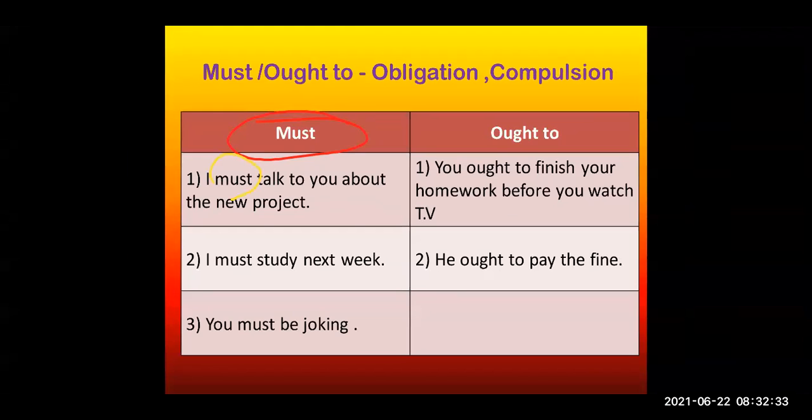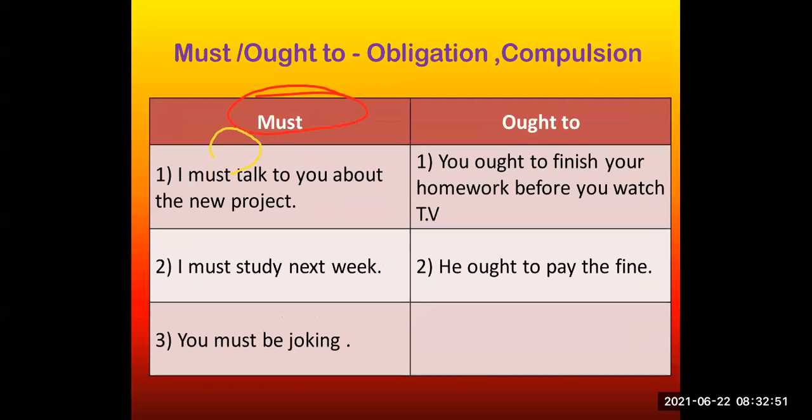Second example: I must study next week. Here again is an example of necessity. Third example: you must be joking. Here the example is about certainty, that I am certain that you are joking. So we use the modal auxiliary must when it functions as a necessity, obligation, or certainty.